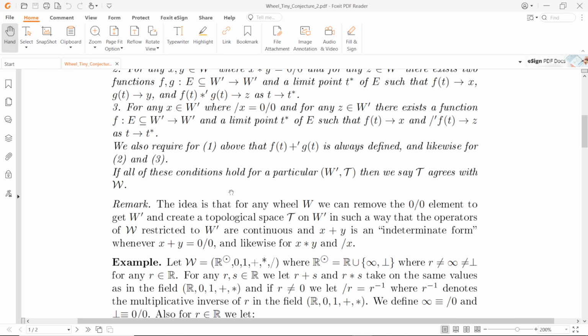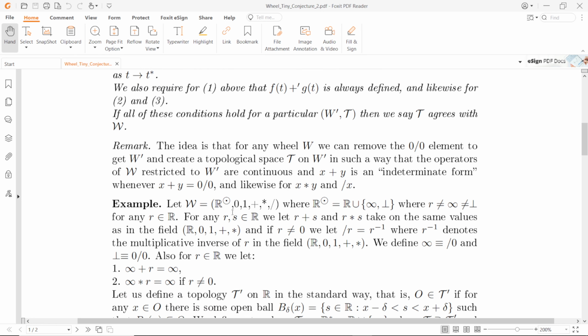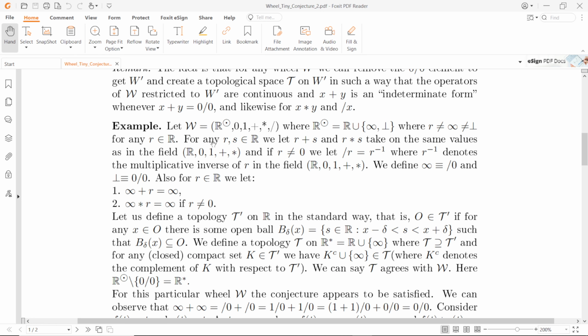In the sense of this topology. Now I put this in quotation marks because it hasn't been technically defined what this means. It's more of an intuitive communication. So I do have an example here. This is the wheel of reals. I actually went over this in the video.